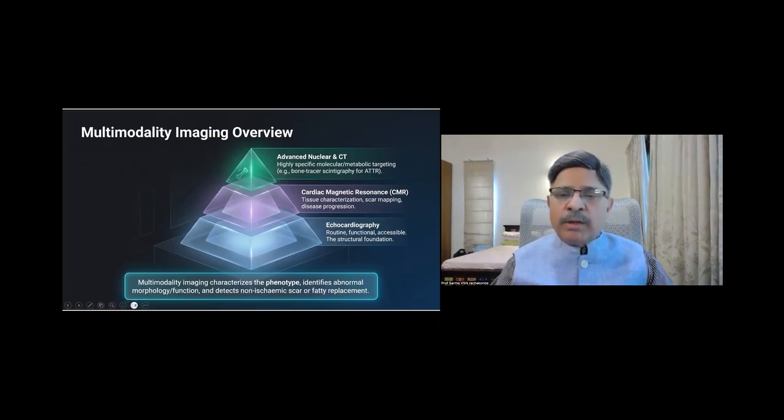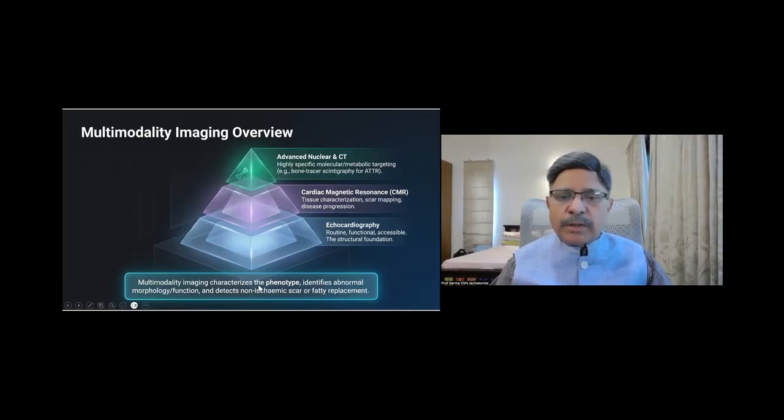We don't write MRI here. It just says CMR. CMR means cardiac magnetic resonance. Tissue characterization: is any scarring there, mapping the scarring and disease progression, highly useful for prognosis also. Then advanced nuclear and CT tests. These are highly specific molecular and metabolic targeting, such as bone tracer scintigraphy, for the advanced features of the cardiomyopathy.